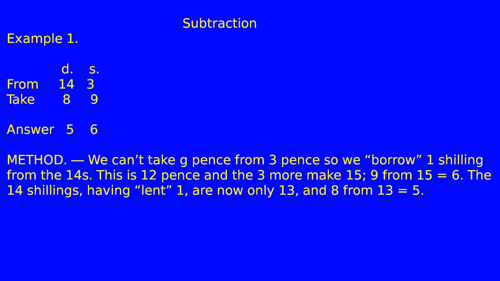Subtraction. Example 1. Shillings and pence. From 14/3 take 8/9. Answer 5/6. Method. We can't take 9 pence from 3 pence, so we borrow 1 shilling from the 14 shillings. This is 12 pence and the 3 more make 15. 9 from 15 equals 6. The 14 shillings, having lent 1, are now only 13, and 8 from 13 equals 5.